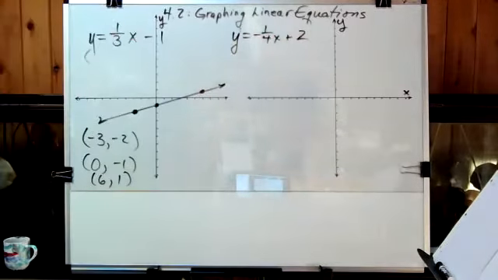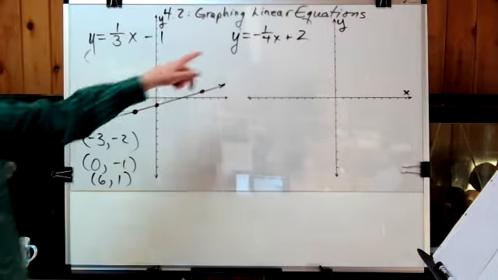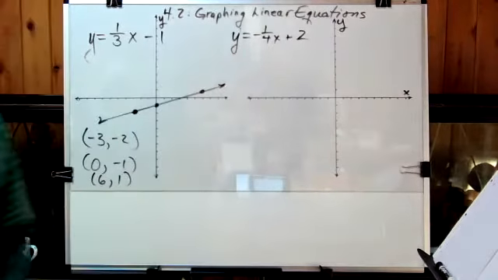How about that one? You read that? Yeah, I've got -1/4 x plus 2.